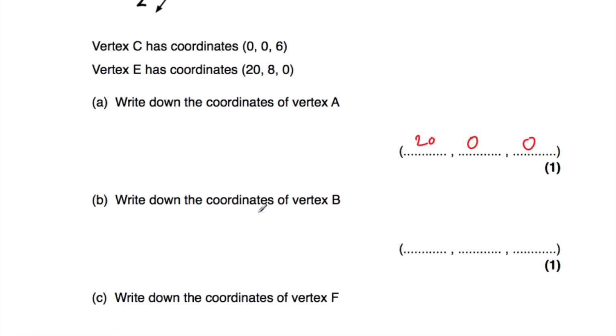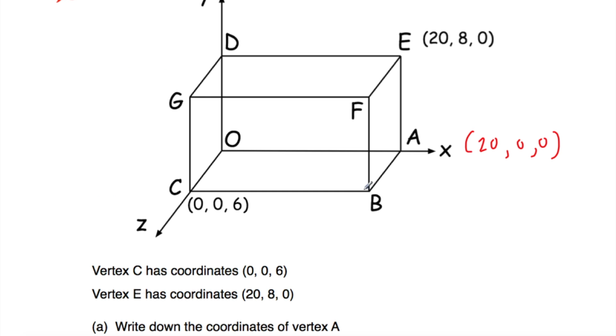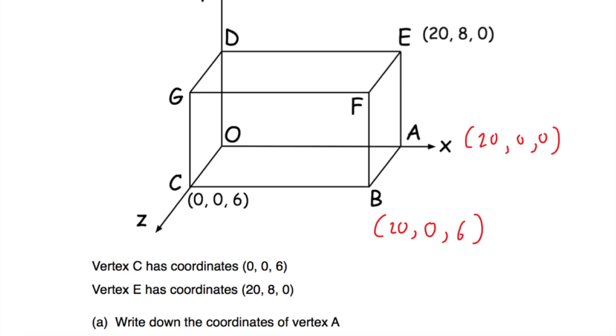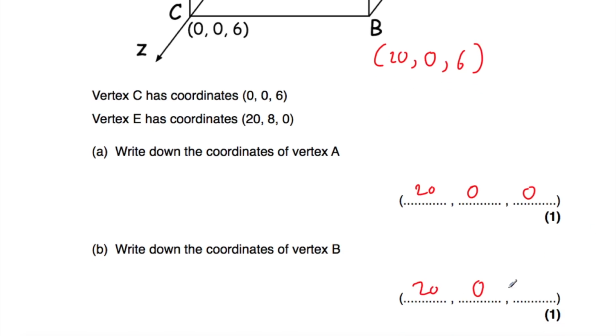Okay, part B. Part B says write down the coordinates of vertex B. So let's look at our vertex B, this point here. We're going to be going 20 along in the x-axis direction. We're not going to be going up in the y-axis direction because, as you can see, it's on the base of the cuboid. So our y-coordinate will be 0. And in terms of our z-coordinate, let's have a look at C. It's in line with C, and C is 6 along in the z-axis direction, so it will be 6. So the coordinates of point B will be 20, 0, 6.